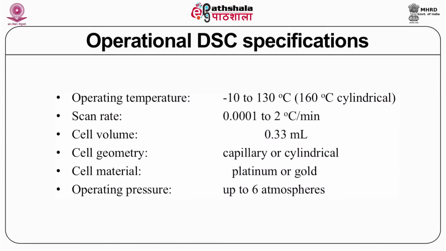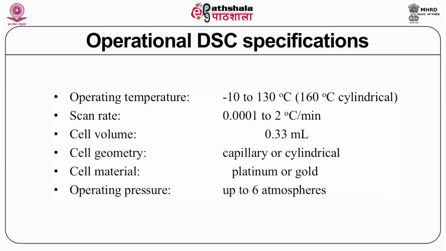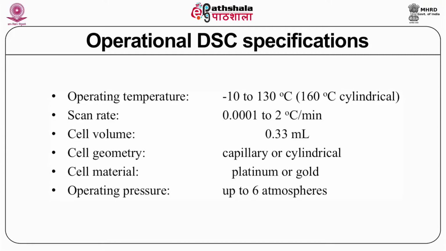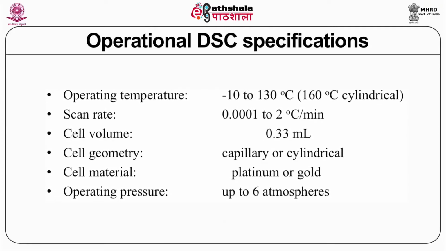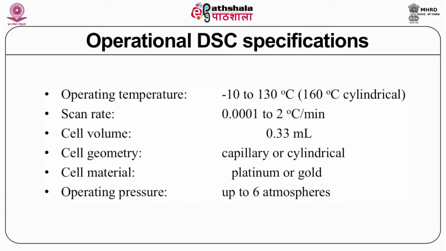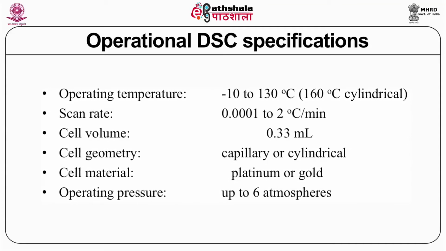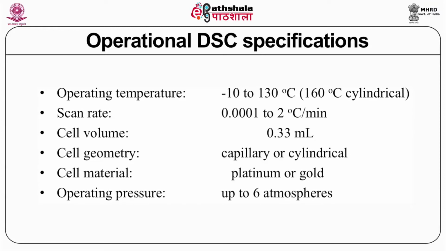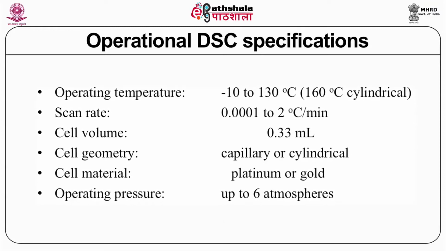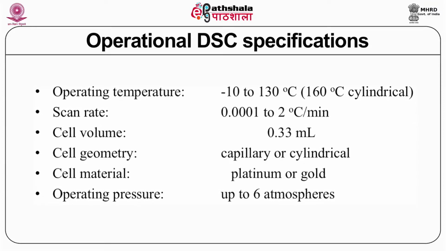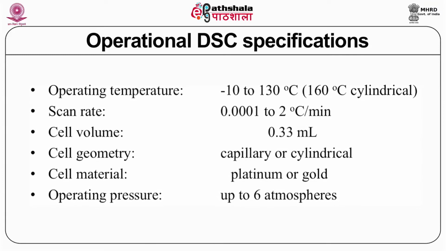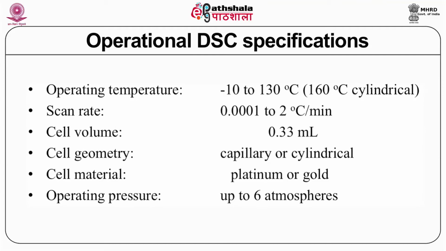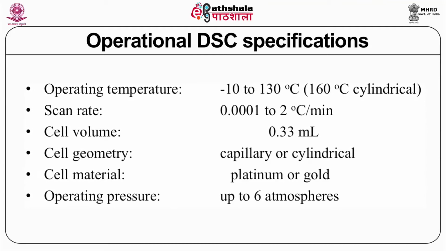This can work from -10 to 130 degrees, and the scan can be done from 0.001 to 2 degrees per minute. It is really good; I mean, one can do a very slow scan. The volume is up to 0.3 ml, with a 0.33 ml minimum volume, and the geometry is capillary or cylindrical. The material of the cell where you keep the sample is platinum or gold. The operating pressure is up to 6 atmospheres.